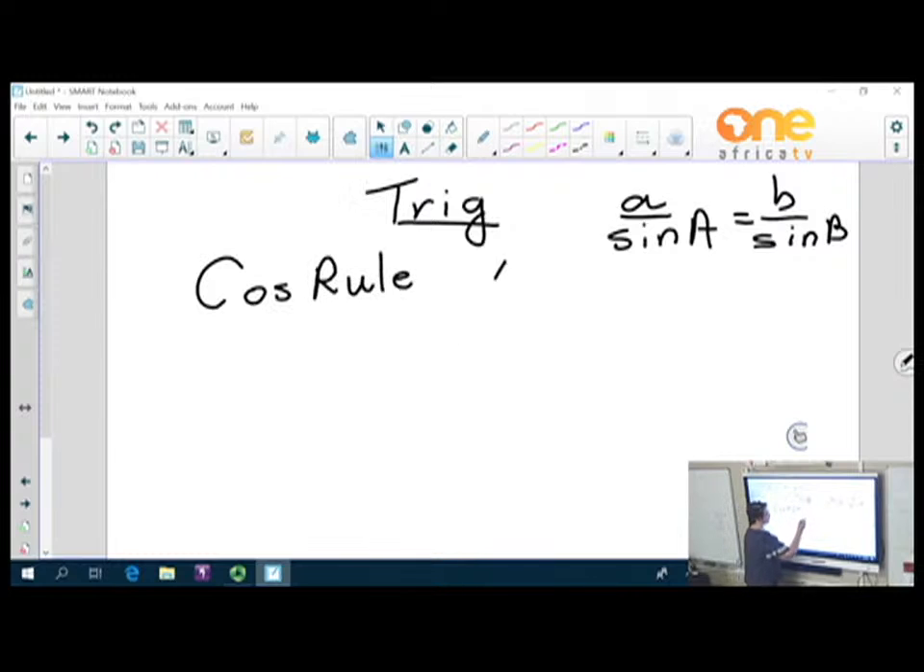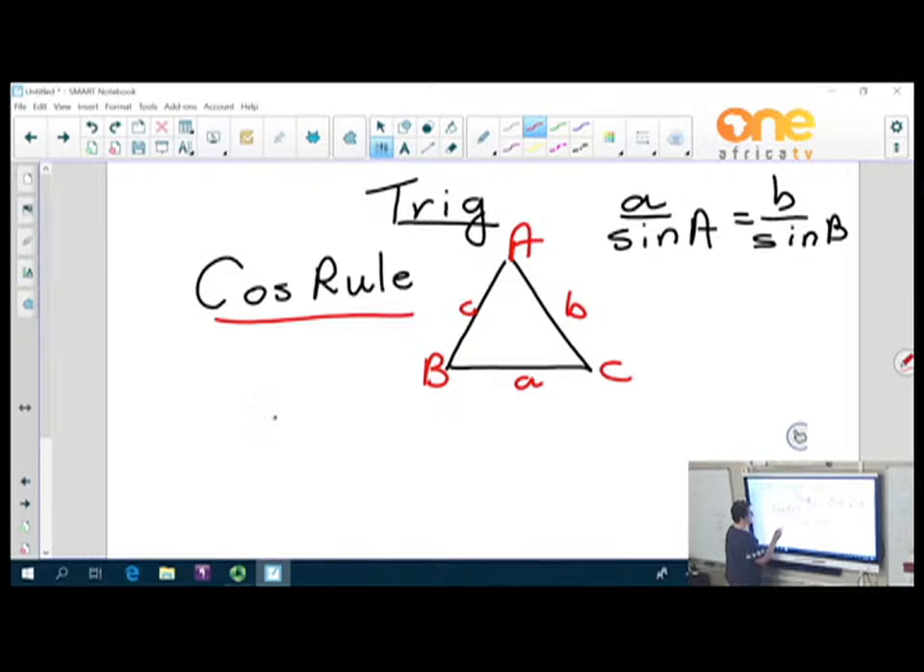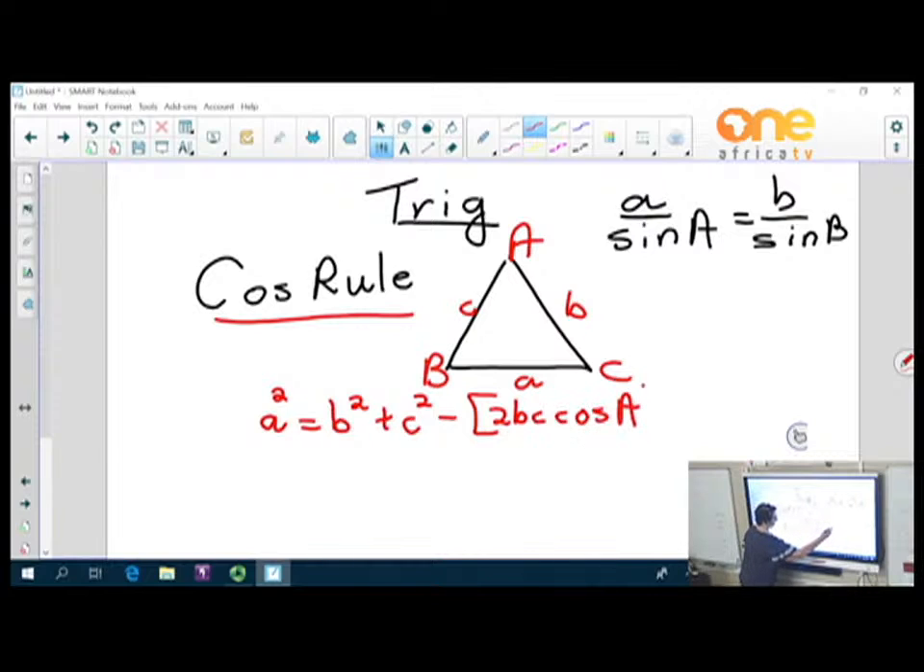Now, let's just go back on what we said in the beginning. If this is triangle ABC, then this is side a, b, and c. The small letter is opposite the angle. Now the cosine rule says a squared is equal to b squared plus c squared minus 2bc cosine A. And you will see there's always this correlation. This is the side that you want, and that is the angle that you're going to use.